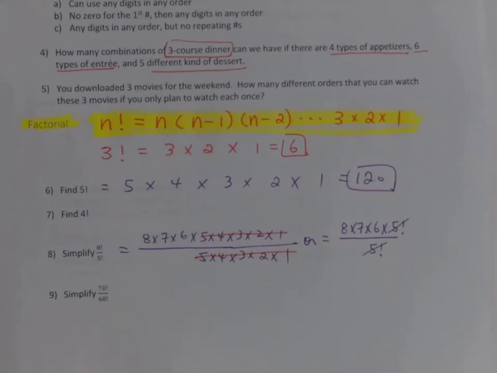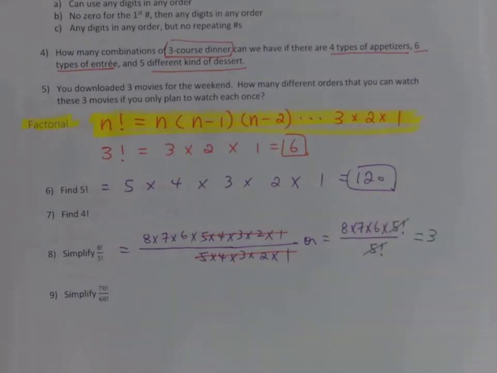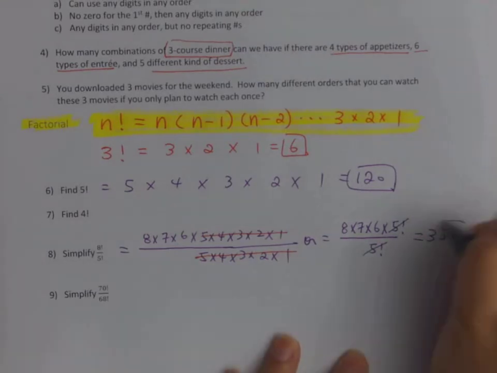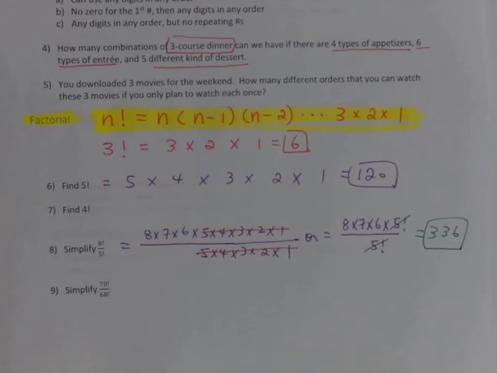8 times 7 times 6 is 336, is that right? Hold on. Yeah, I was doing something different. Okay. 8 times 7 times 6 is 336. Alright, so if you can, I want you to pause your video and try number 7 and number 9, and then we can check with you real quick. So take a minute and see if you can do that.